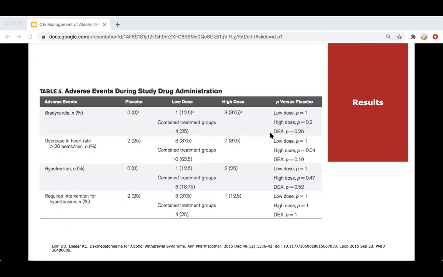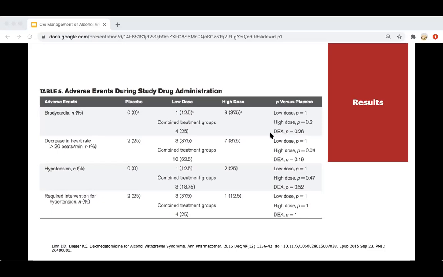I did want to point out the adverse events though. Bradycardia occurred more frequently in the dexmedetomidine group, and the majority of bradycardia occurred in the high dose group, especially. They also said that neither endotracheal intubation nor seizure occurred in any group while on a study drug. But it is important to note that this bradycardia, hypotension, and decrease in heart rate were all more prevalent in the treatment group versus placebo. So this was really showing that there wasn't a benefit in the benzodiazepine usage, and it just caused more side effects.